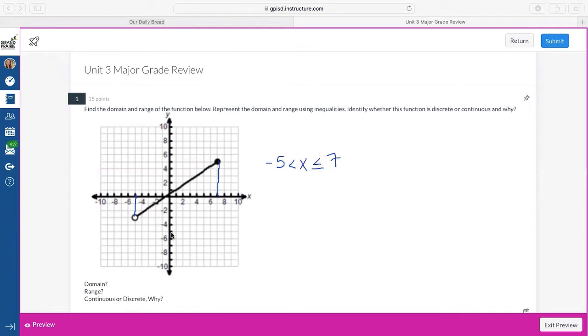Now we need to find our range, and our range are our Y values. So our lowest Y value is at -3. It's an open circle, so not equal to. So -3 is less than Y. Our highest Y value is 5. So that'd be less than or equal to 5. So this just tells us our Y's are everything between -3 and 5. Our Y values. So our domain and then our range.